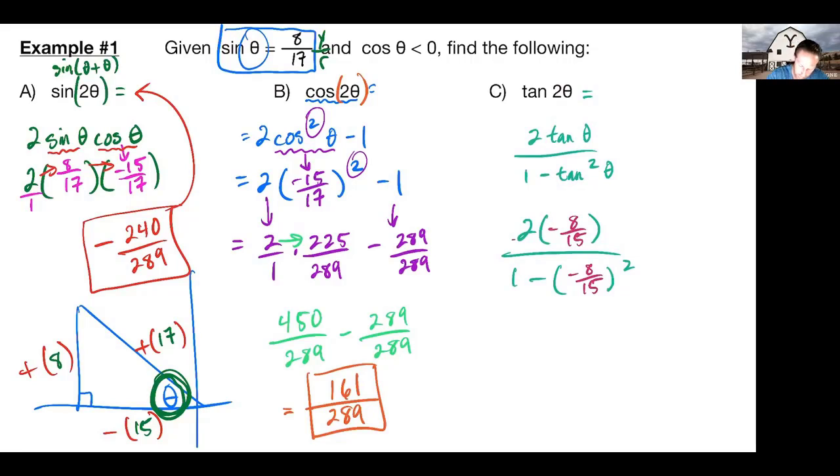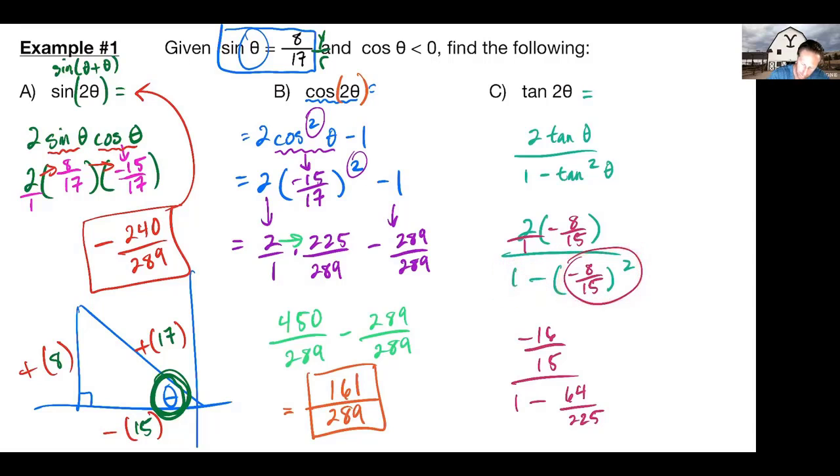So I'm going to go ahead and write this 2 over 1, and that would give me a negative 16 over 15 on top. And then 1 minus, well, I'm going to have to square this first. Don't do the double negative and get rid of it because you'll make a mistake there. Remember, parentheses, then exponents. Okay, so I multiplied the top straight across, got negative 16 over 15. Now I'm going to square this, which will give me 64 over 225 positive. And remember, we were subtracting that from our 1.